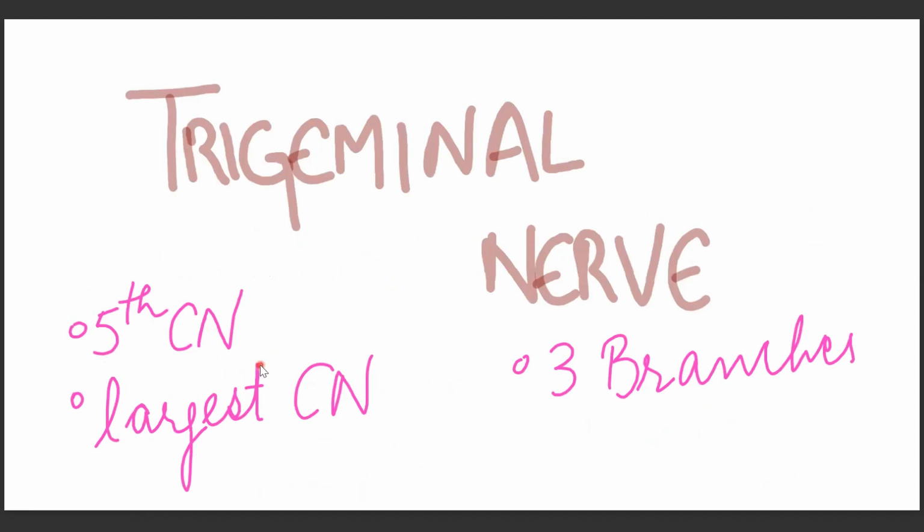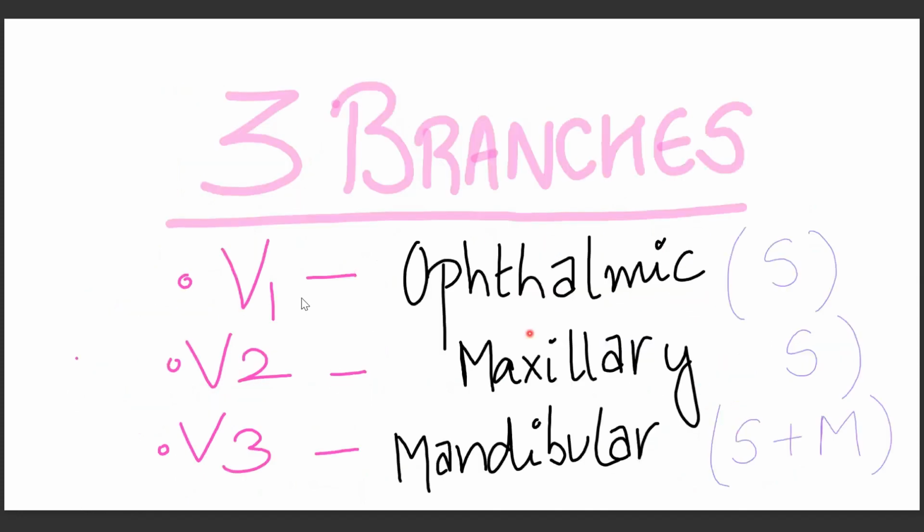It is the fifth cranial nerve, and the largest of all cranial nerves, which has three branches. Now what are the three branches? V1, V2, and V3, first, second, and third. First is the ophthalmic branch, second is the maxillary branch, and third is the mandibular branch.